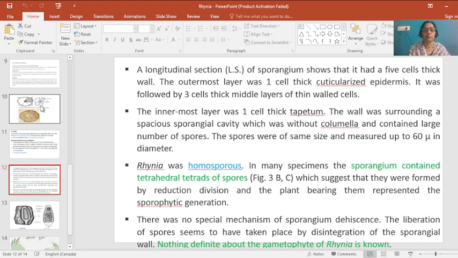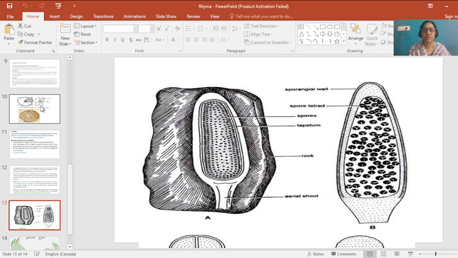Rhynia spores are homosporous. In many species, the sporangium contained tetrahedral tetrads of spores, which suggests that they were formed by reduction division, and the plant bearing them represents the sporophytic generation. There is no special mechanism for sporangium dehiscence. Liberation of the spores takes place by disintegration of the sporangial wall, and nothing definite about the gametophytic generation of Rhynia is known.